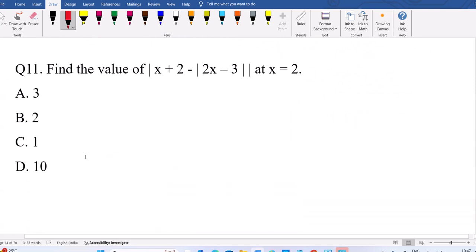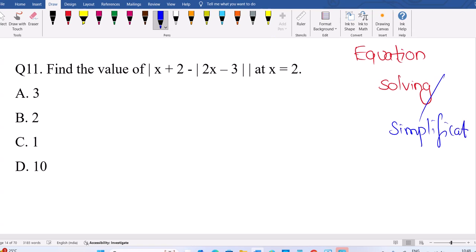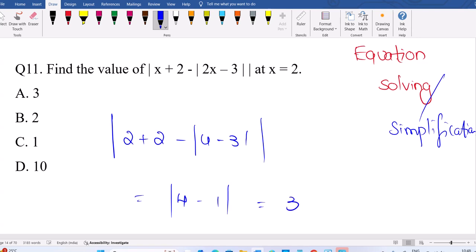Now, equation solving. Very basic questions like this you can find. Simplification or equation solving. They gave the x value 2 also. We have to put x value 2 in that equation. If you put x value 2, 2 plus 2 minus modulus of 2 into 2 is 4, 4 minus 3. 2 plus 2 is 4, 4 minus 3 is nothing but 1, modulus of that is equal to 3. See, this is hardly a 10 to 20 seconds question.